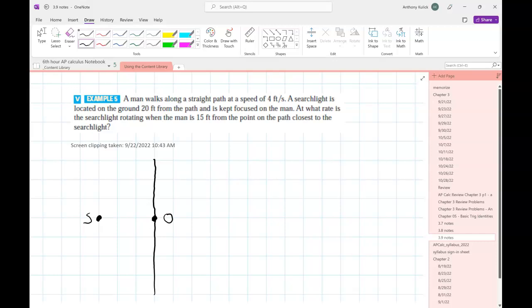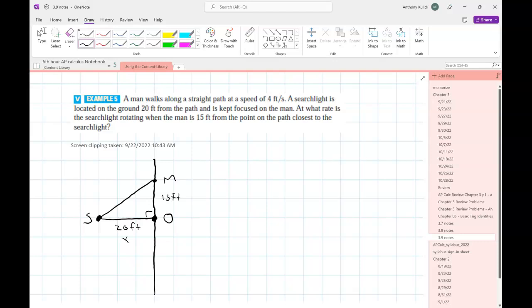And then we're interested in here, where the man is 15 feet from that spot. And in your picture, it probably doesn't matter whether you drew that M below O or above O. Everybody's okay with that? And we're told that this distance is 20. And then we have a beam that's focused on the man. Everybody's cool with this? Okay.